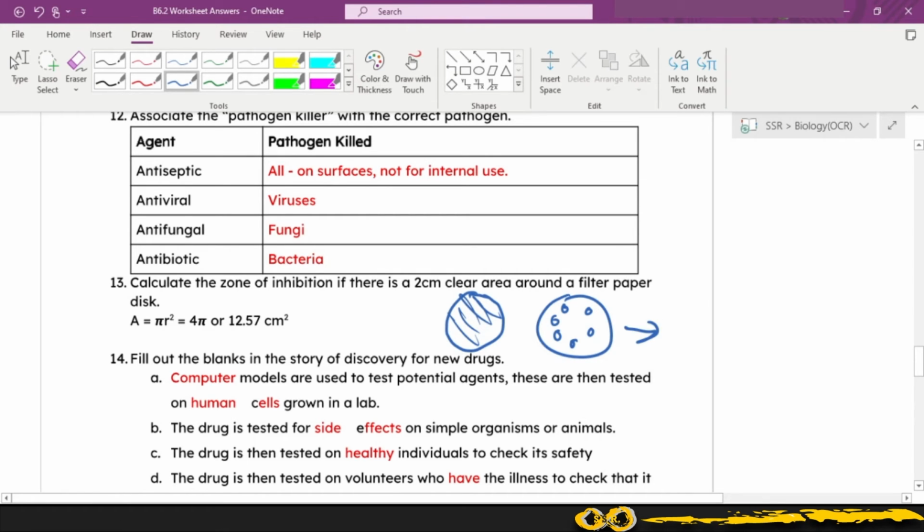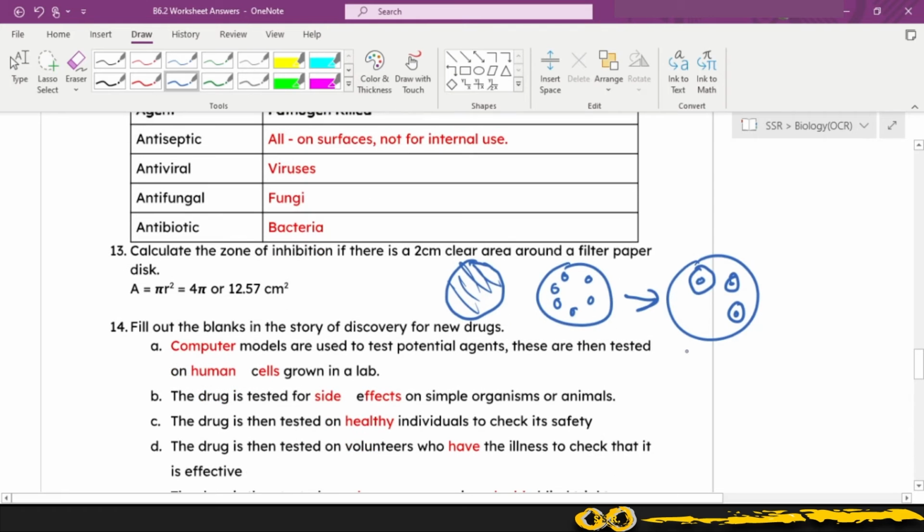Once the bacteria are allowed to grow, there will be zones of death, or zones where the bacteria are not able to grow, around each of the effective antibiotics. And if there's no effect, then the bacteria will grow right up to the size of the filter paper disc. So if we looked at that disc, it would look something like this. All the blue here is the bacteria, and then we have these areas of clear zone.